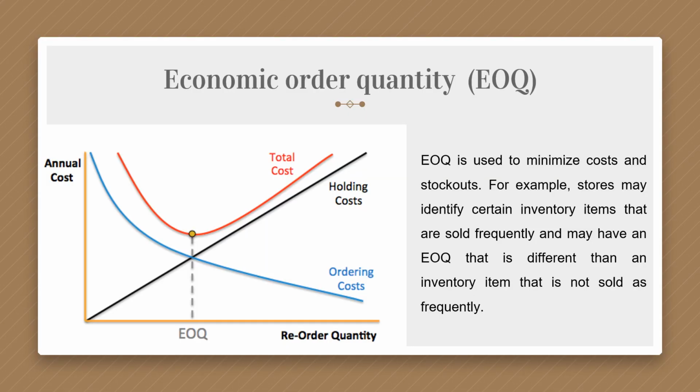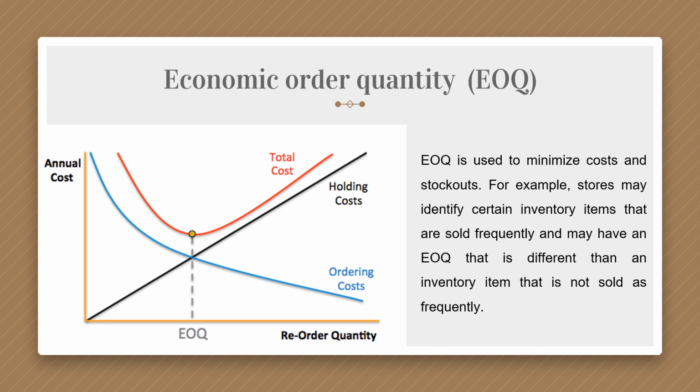Economic order quantity, EOQ, is based on minimizing the cost of the inventory. How does it work? EOQ is based on matching, or trying to relate, the annual cost of ordering and the holding cost of the quantity based on the movement and frequency of the items sold.